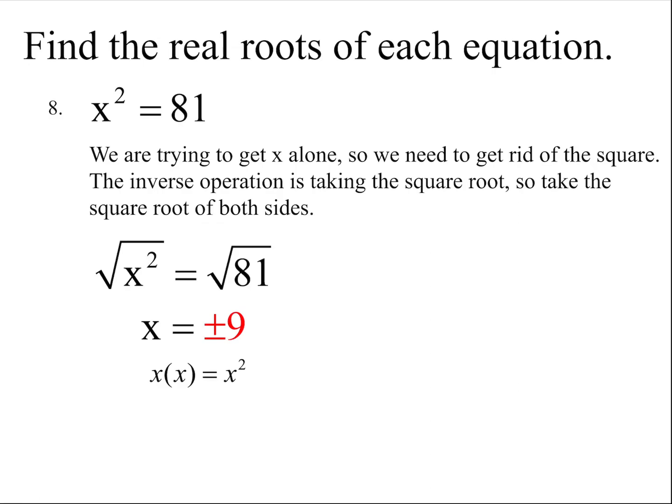So in this case, we have x times x. Because x times x equals x squared, and 9 times 9 is equal to 81, but negative 9 times negative 9 also equals 81.